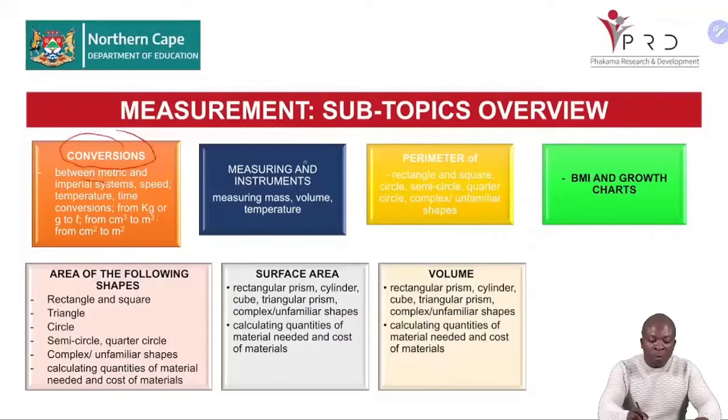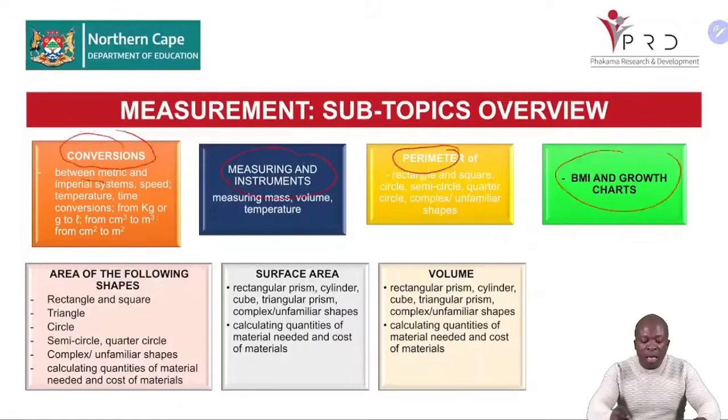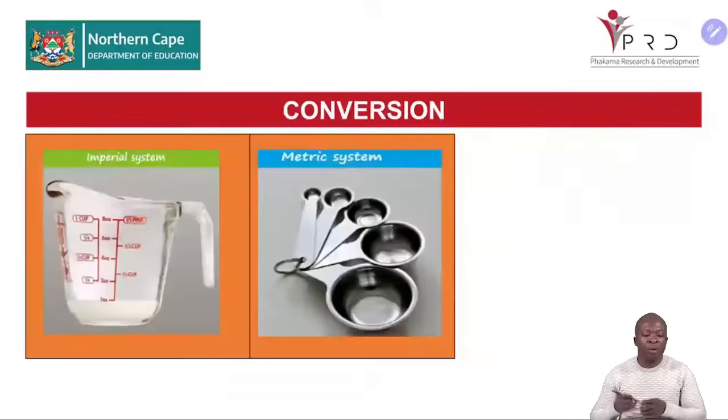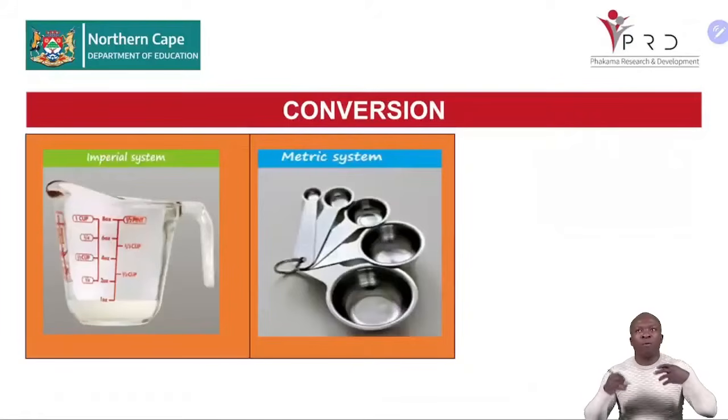Then we have to learn about measuring and instruments. We have perimeter. We have got BMI and growth charts. We have area. We have got surface area as well as volume. So you see that measurement is broad. But for this lesson, our focus is only going to be on conversions because that's what we want to do bit by bit. And then we are talking of the first one, which is converting between metric and imperial system.